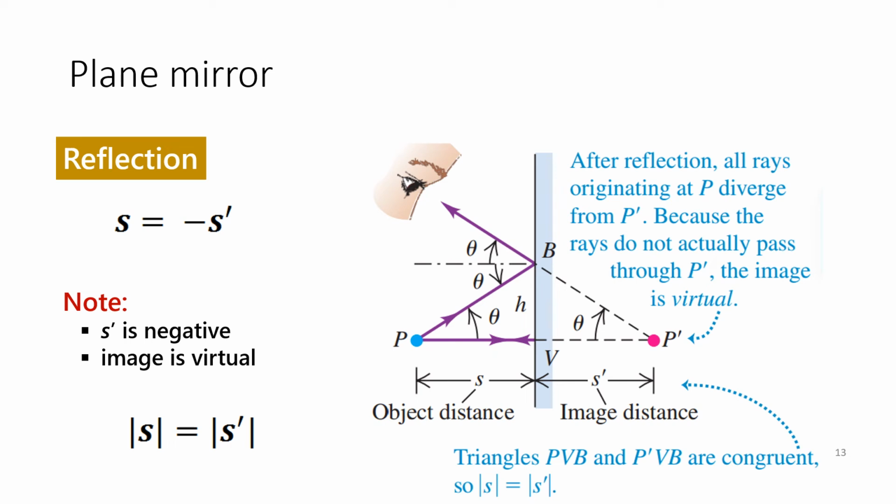From similar triangles, as well as the angles formed by the law of reflection, we can also see that S and S' should be equal.